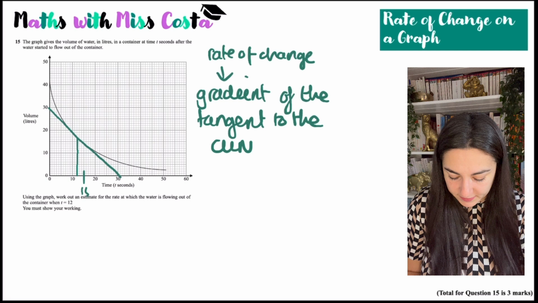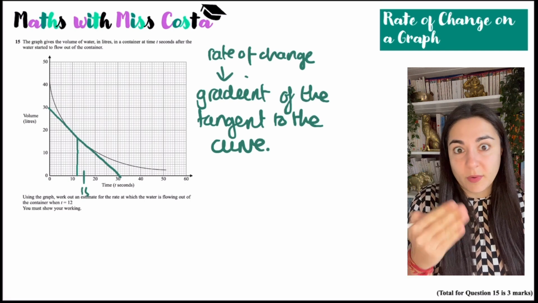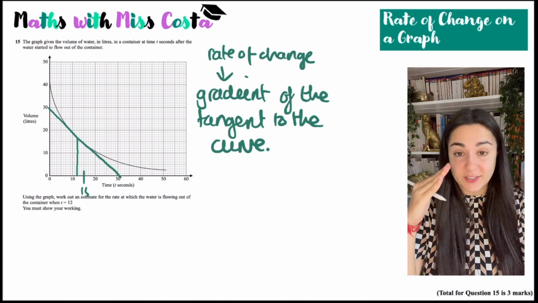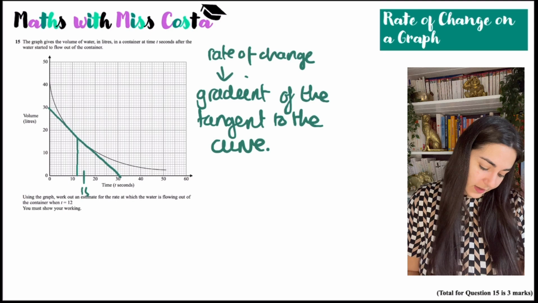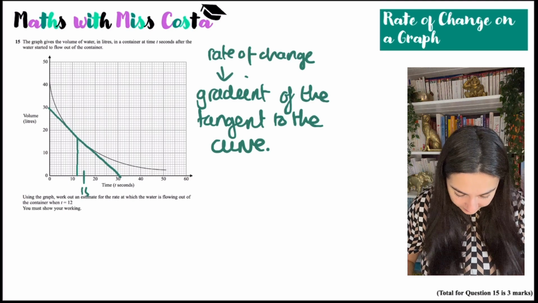Okay, so you draw yourself a tangent, which is just a straight line that touches the point at what the question is asking you. So it's saying work out an estimate for the rate when t is 12. So from where your t is 12, you draw a straight line touching the curve. And then what we do is work out the gradient of this.